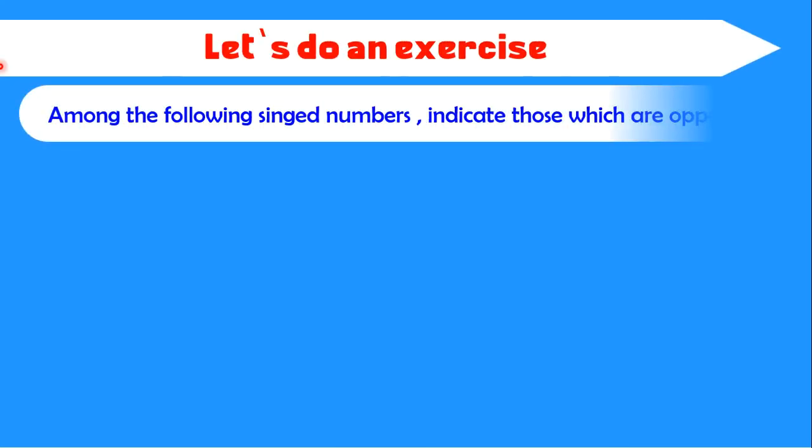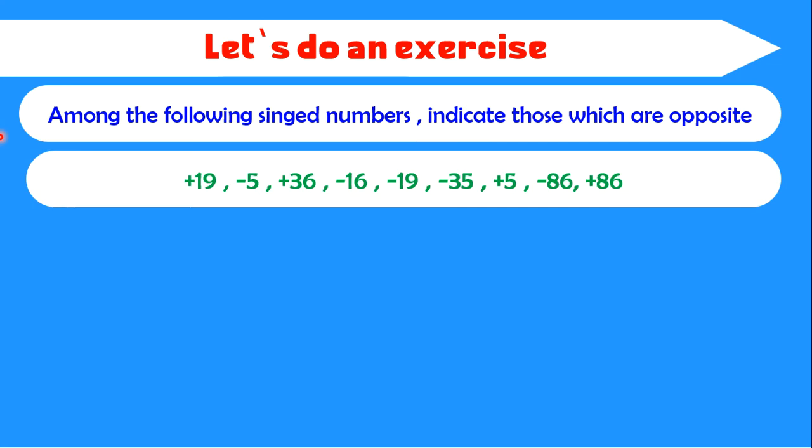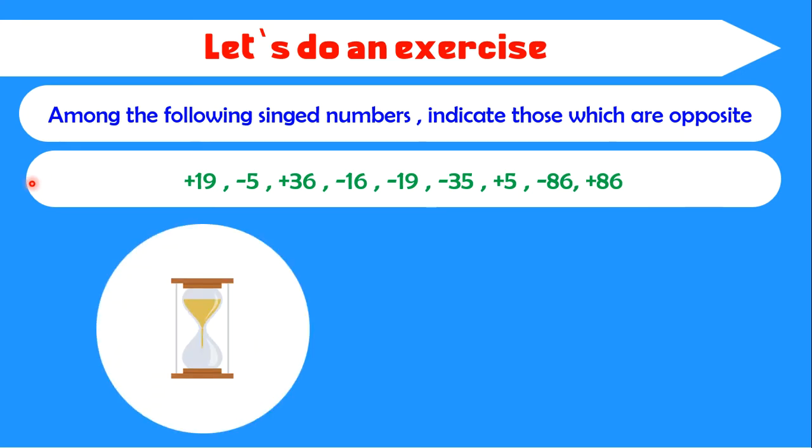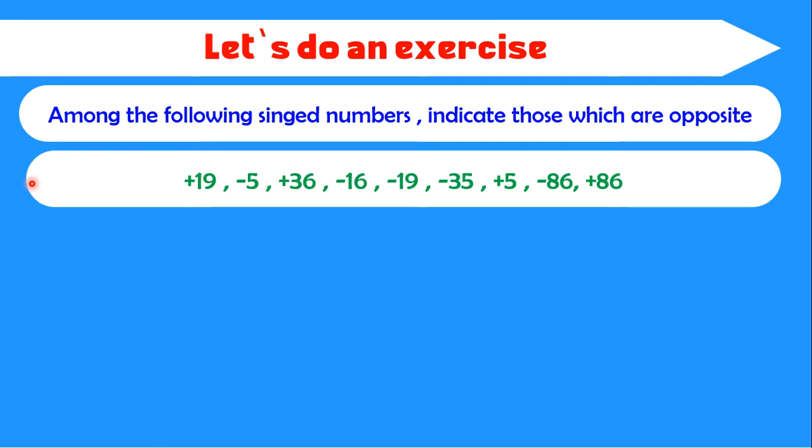Let's do an exercise. Among the following signed numbers, indicate those which are opposite. I will give you some time. Let's do it together. We have plus 19 and we have here minus 19. Same number, different what? Different sign. So we have to indicate that these numbers are opposite.